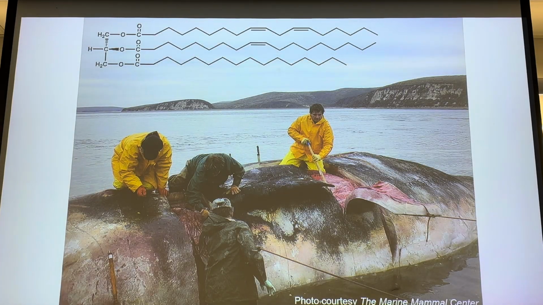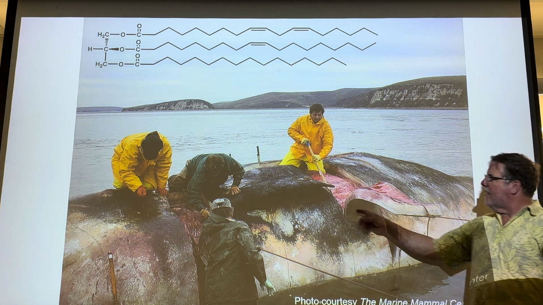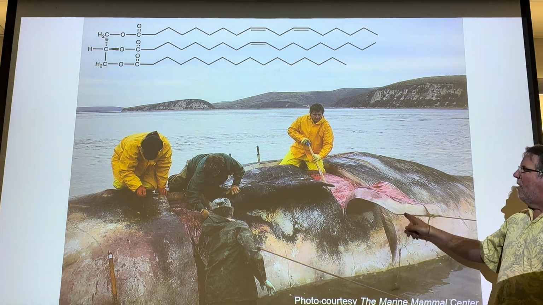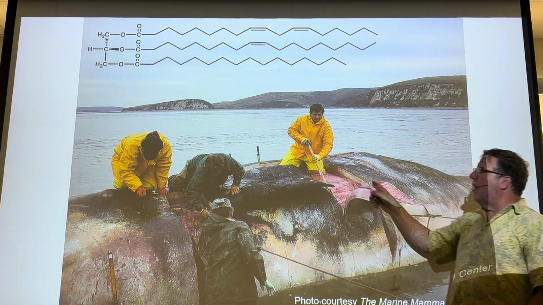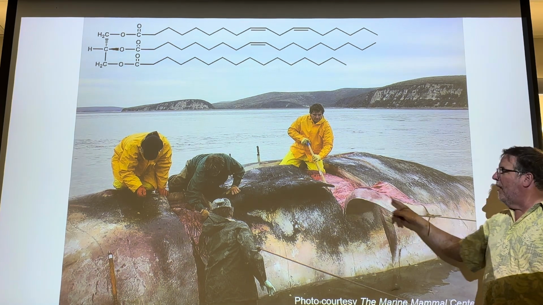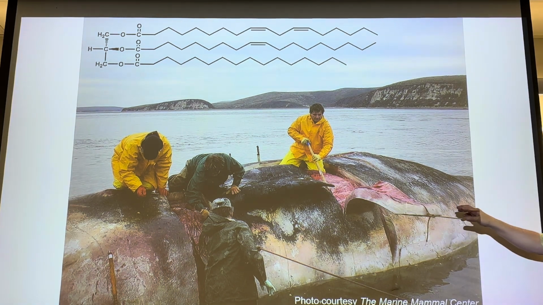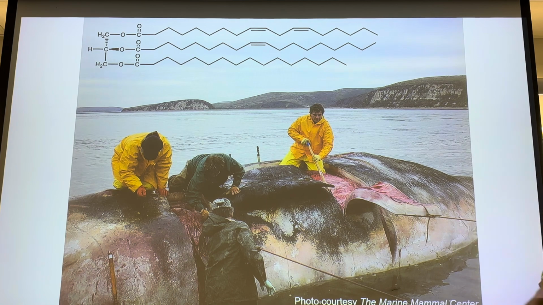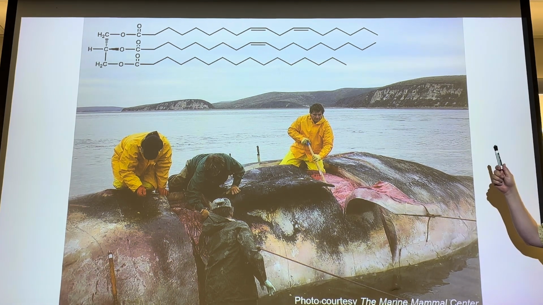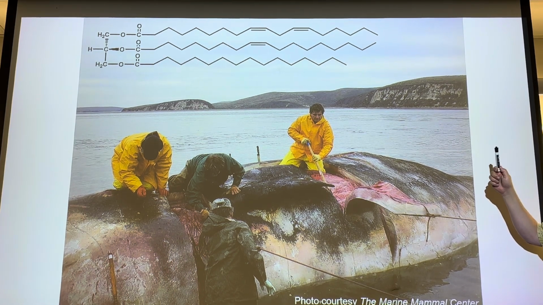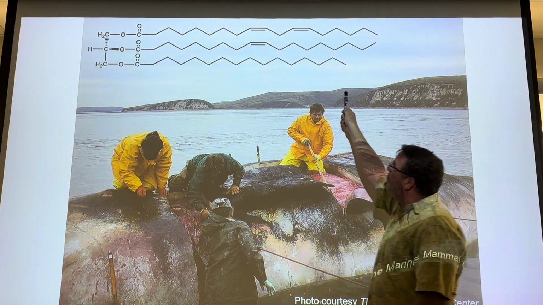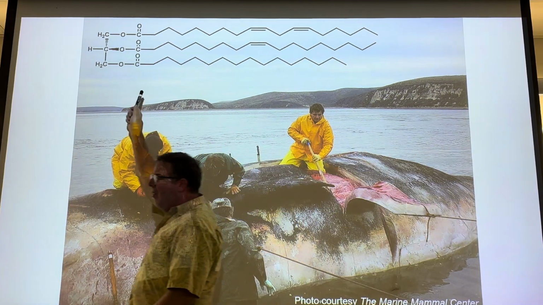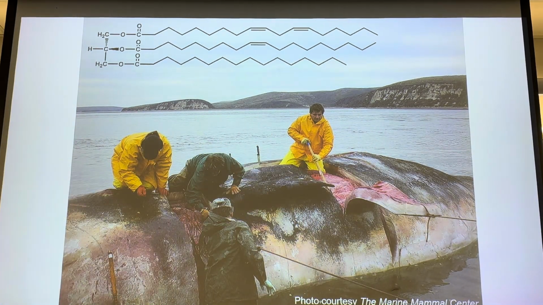So here's an example. They're starting the necropsy here, and what they're doing is peeling off the blubber layer of the whale. The blubber is a fat, and it is a triglyceride. Here's an example of the structure of the triglyceride, and we'll be walking through those a little bit. And you think about the role of that.